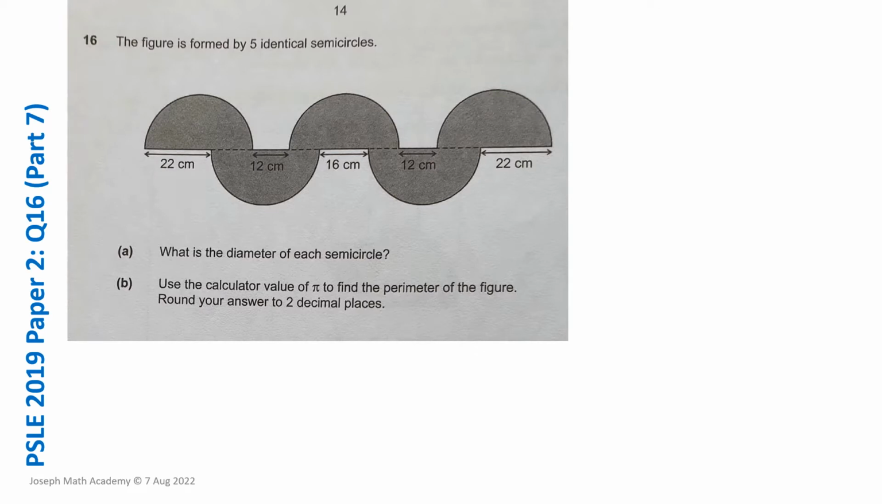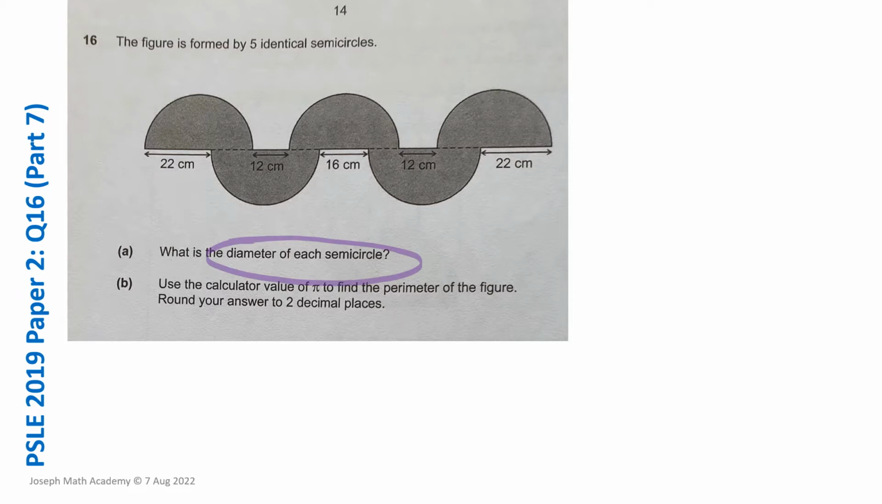Question 16 is involving circumference of circles. Now the figure is formed by 5 identical semicircles, as you can see from the diagram. So the question is asking us to find out what is the diameter of one semicircle. So to do this question, we need to do something very important.